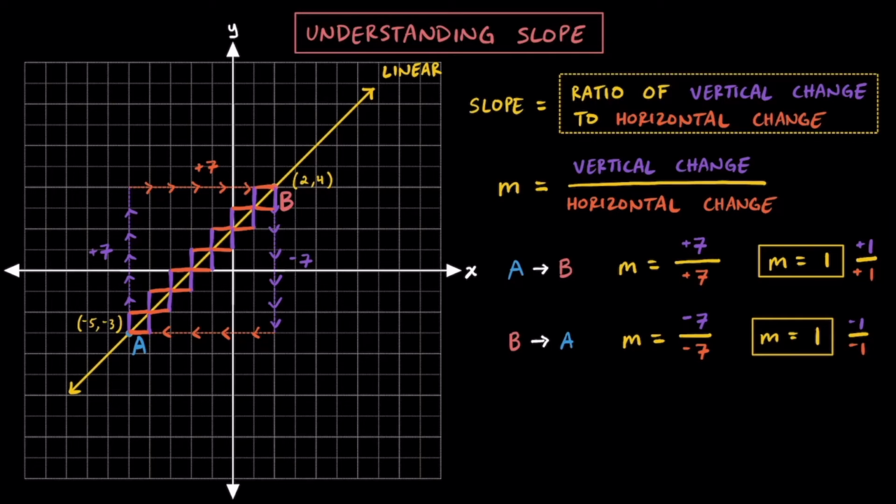While in this particular example we had a positive slope, keep in mind that in other examples you could have negative slopes, you could have a slope of 0 if it's a horizontal line, or you could also have an undefined slope if you're dealing with a vertical line.